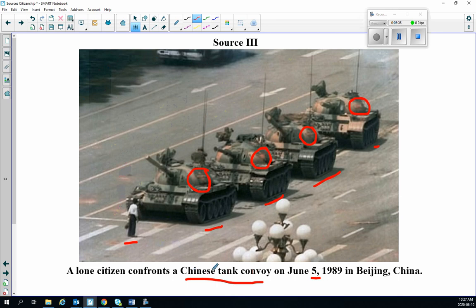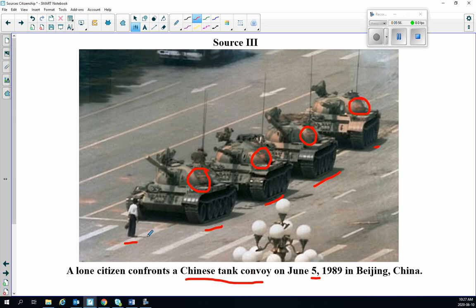If it didn't say Chinese tank convoy, you'd be struggling. You'd be wondering, well, where would this be? This could be Hungary, this could be Czechoslovakia, God knows where it could be. But we know it's China. And we know that China is a dictatorship. And we know that he's standing up to the Chinese tanks that symbolize the Chinese government. We know that he wants democratic reform.